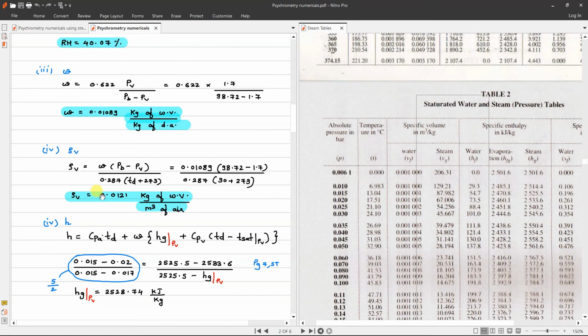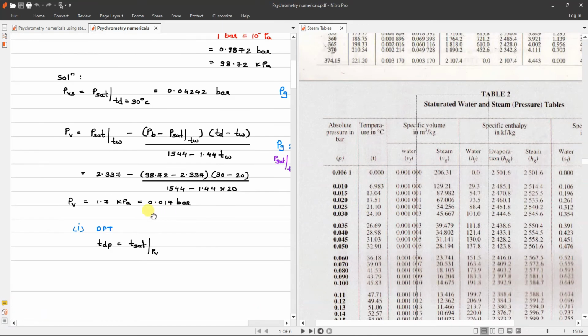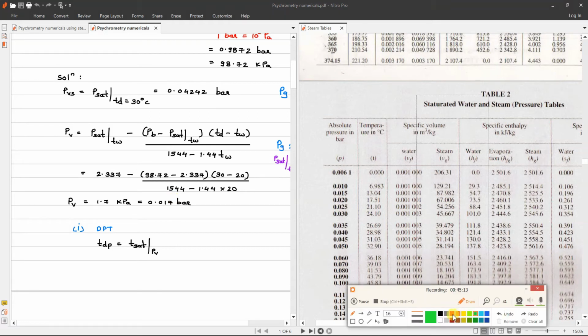So the same equation I am using over here. Now Hg we have to find at PV. What is the PV value? PV is 0.017 bar. So again in the steam table we have to consider 0.015 and then we have to consider 0.02 bar, for interpolation.